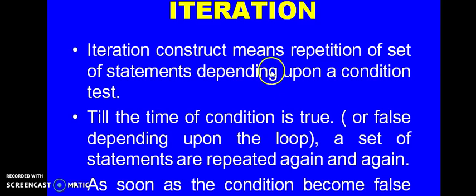The next flow control is iteration. The iteration construct means repetition of a set of statements depending upon a condition test. Till the time the condition is true, a set of statements is repeated again and again. As soon as the condition becomes false, the repetition stops. This iteration construct is also known as the looping construct.